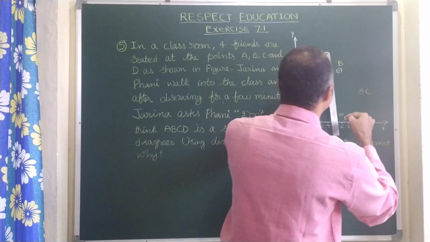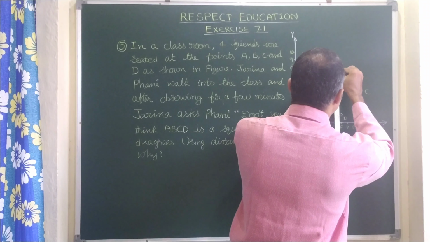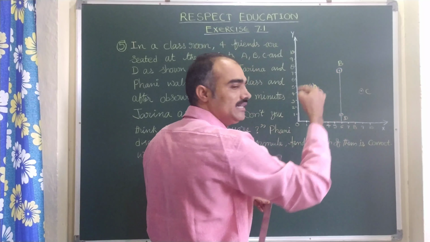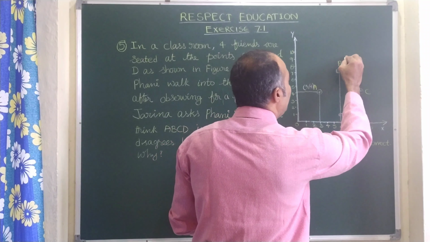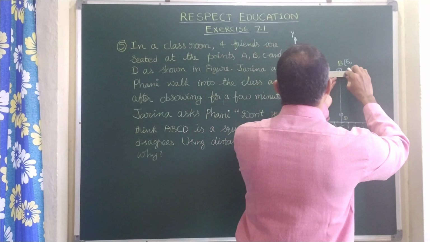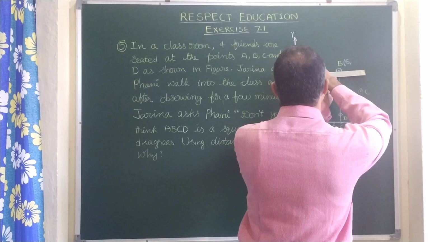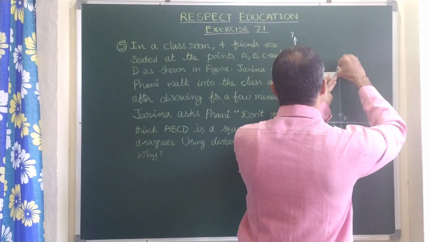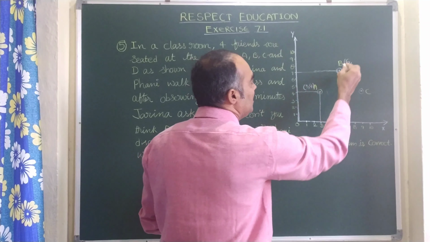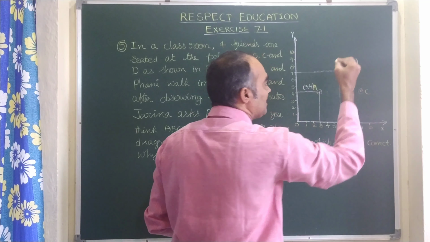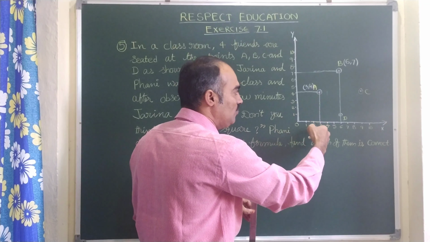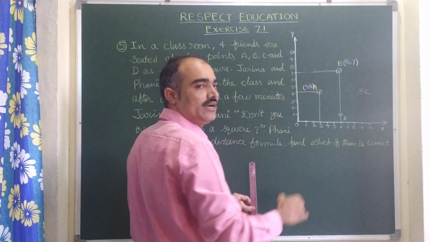Now let us go to B. Here B coincides with 6, so B's x coordinate is 6. And for the y coordinate, you see it coincides with 7. So B's y coordinate is 7. So B is (6, 7). Always remember, children, first we need to write the x coordinate, then the y coordinate.